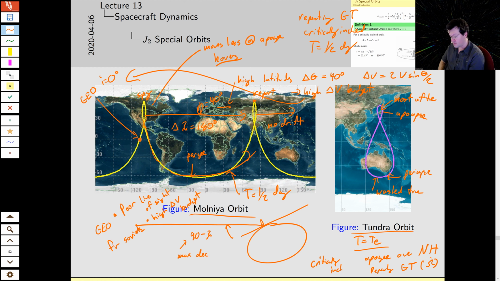Okay. Critically inclined, geosync, sort of, and repeating ground track. Repeating ground track, critically inclined, half period day. So sort of the same thing, it's just the period is half day versus a whole day.